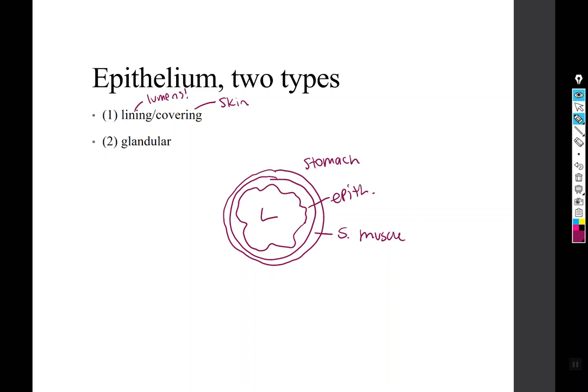Glandular epithelium is specifically designed to produce secretions, so things like gastric juice, saliva, what else? Mucus, those kinds of things. So we'll talk more about those later as well.